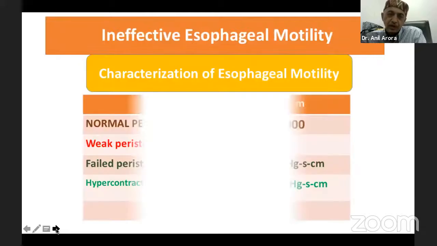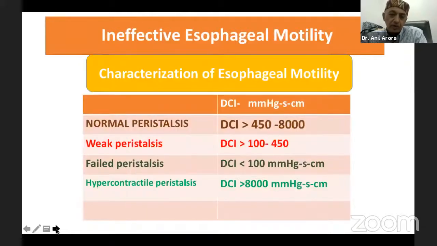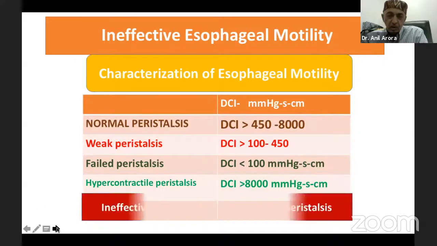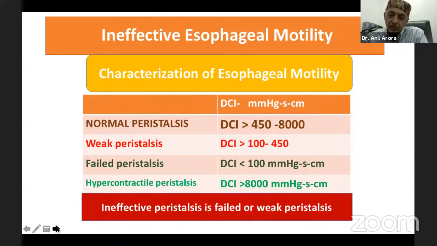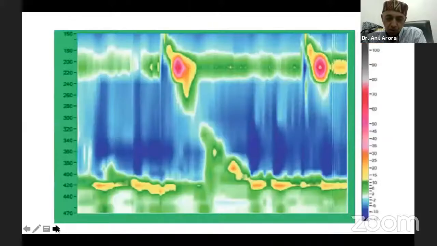And finally, you will have ineffective esophageal motility, which is defined by DCI of less than 100, called failed peristalsis, or anything between 100 to 450, called weak peristalsis. Ineffective peristalsis again occurs because of the destruction of the acetylcholine producing neurons, which can occur both in the distal as well as in the proximal esophagus, because both pre and postganglionic fibers are known to produce acetylcholine as a neurotransmitter. This is the classical ineffective esophageal motility.